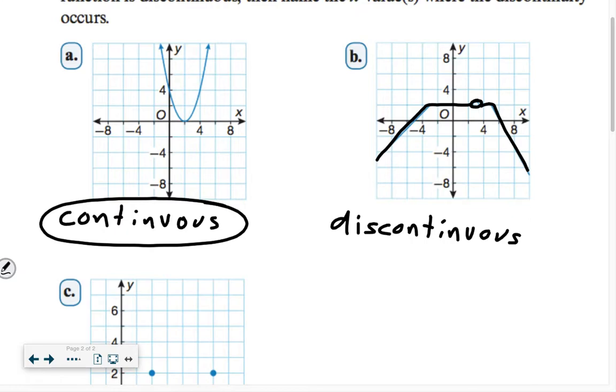Since it's discontinuous, we need to identify the point of discontinuity. So they're asking you to identify where the break in the function is. Where does it go wrong? Well, it looks like it goes wrong where the x value is 3. Point of discontinuity, P of D, is when that x value is 3.